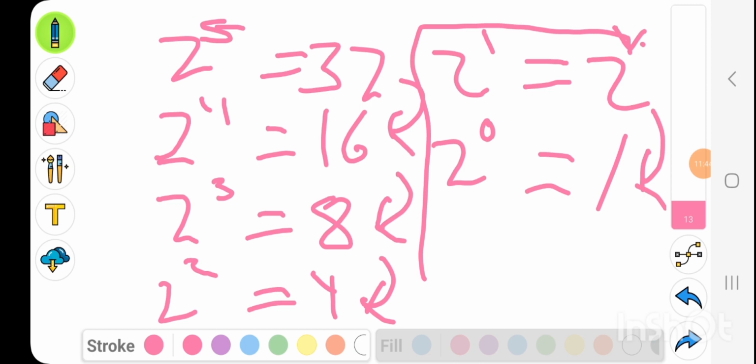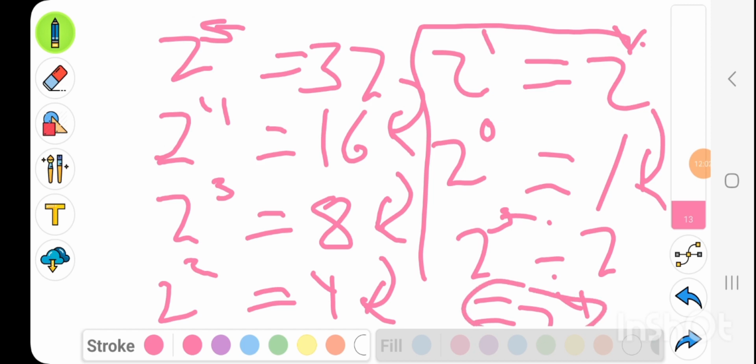So you can see 32 divided by 2 is 16, and that gives us 2 to the power of 4, because we're dividing by 2 from 2 to the power of 5. If you can't see it, that's 2 to the power of 4 because 5 minus 1 is 4, okay?